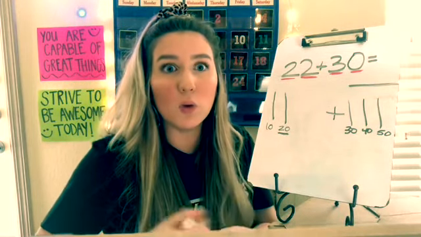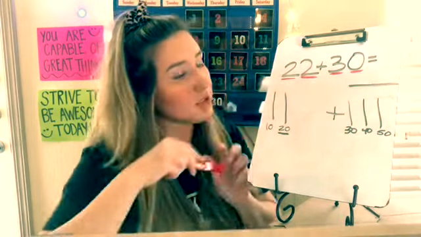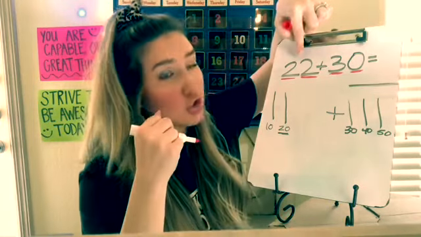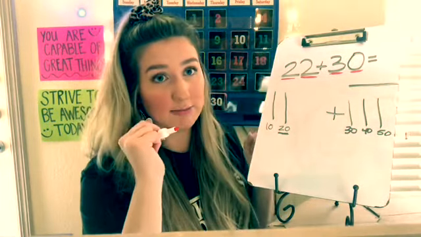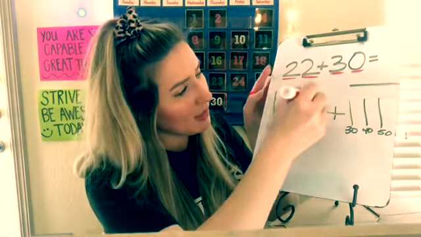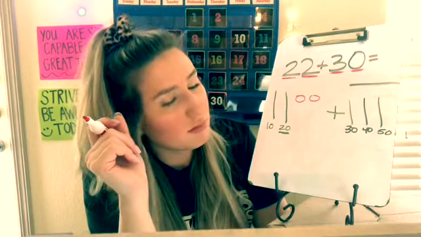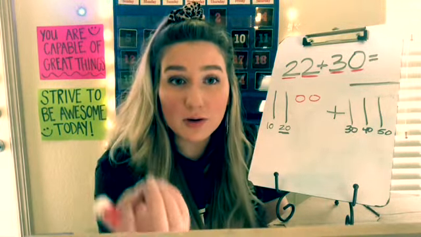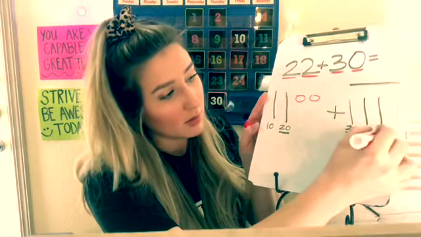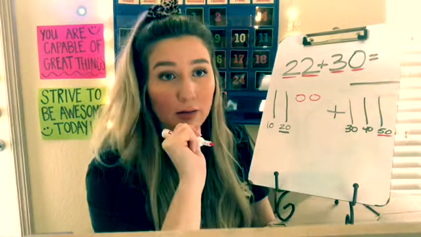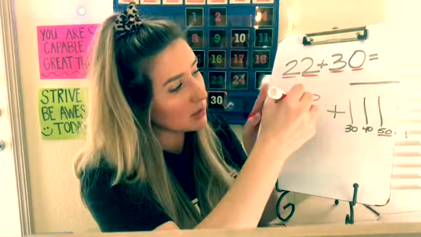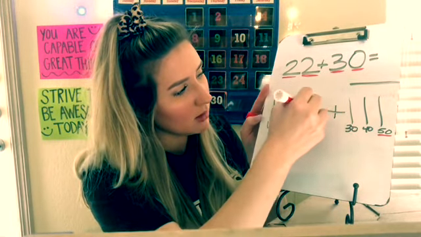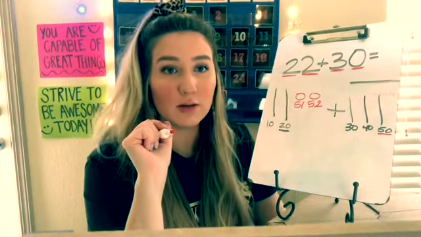Now let's do our ones. 22 has 2 ones, okay? Now, am I gonna number these 1, 2, or what am I gonna do? No, let's count on from what we have. Okay, so I had 50 over here, okay? So this is gonna be 51, 52, okay?